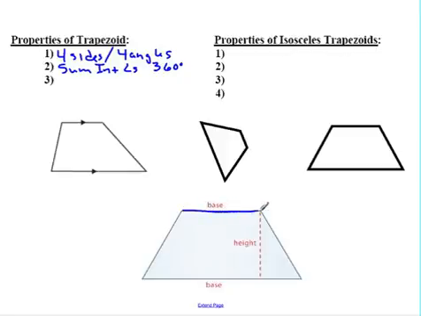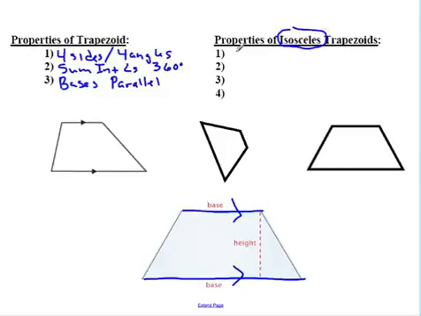This is a base on a trapezoid here. This is the other base. These are the 2 sides that are actually going to be parallel in every single trapezoid. So we'll say the bases are parallel. When we look at a special type of trapezoid, the isosceles trapezoid, and it has to tell us in some way that it is an isosceles trapezoid, we'll notice quite a few things.